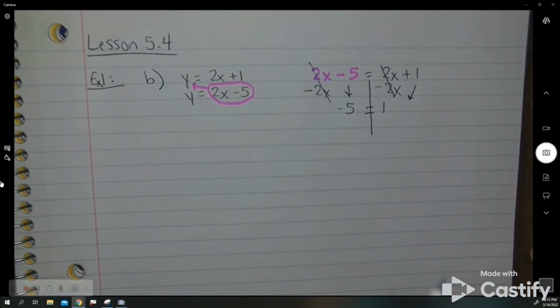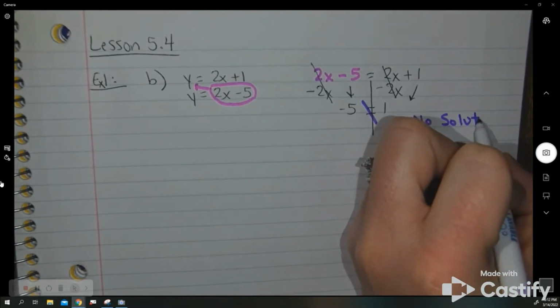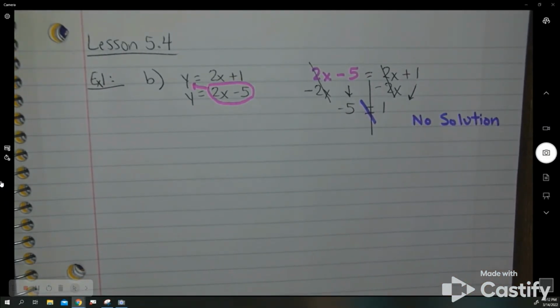Does -5 equal +1? No, because it's not equal to one another. It's not a true statement. That's why I have that no solution. And then we recognize, oh yeah, they're parallel lines. Parallel lines will never cross one another, so there wouldn't be a solution, because the solution is where those two lines cross or touch one another.